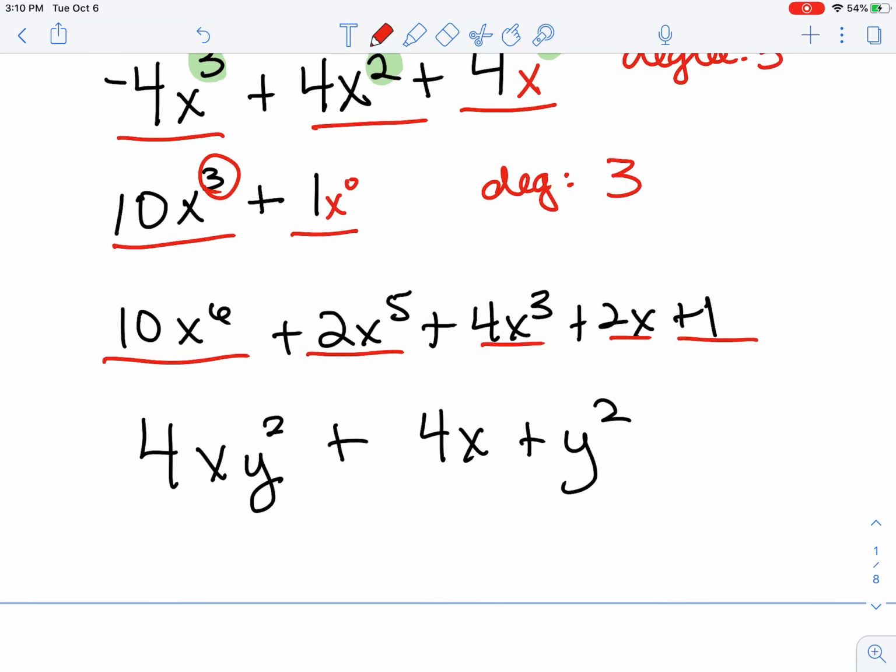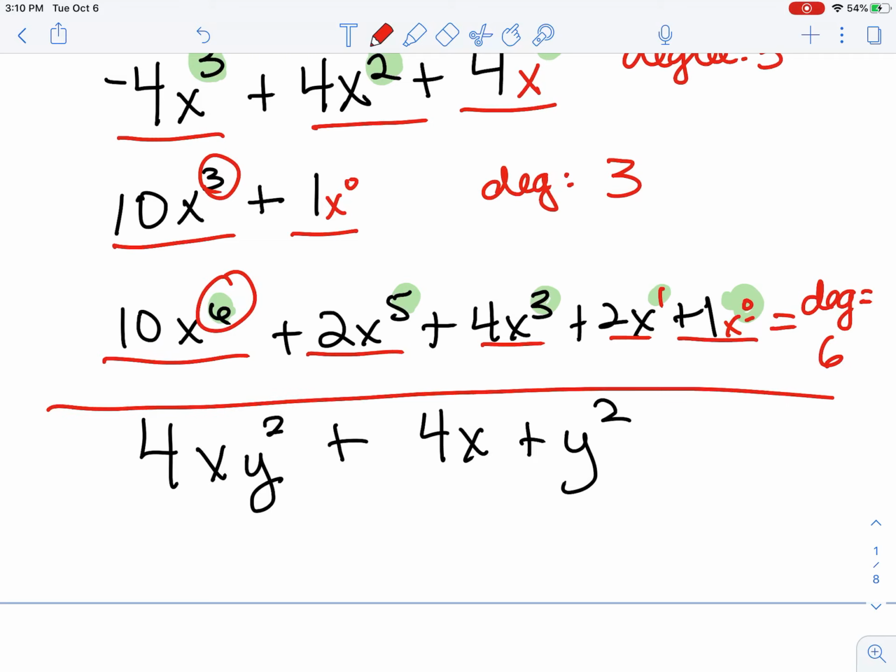Now here I see 5 terms. This is a degree of 0, so we compare all the exponents. And I see that the biggest one is 6, so we say that it's a degree of 6. Now, this is when it gets a little bit tricky. This is when we have more than one variable. You want to go through and make sure that we can see all the invisible exponents. And here's what we're looking at.